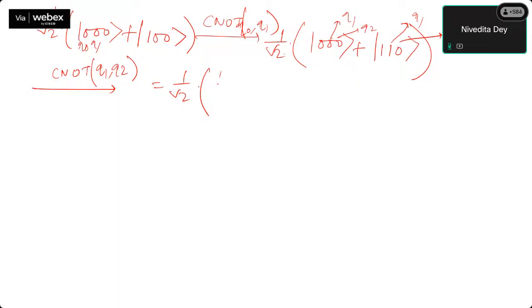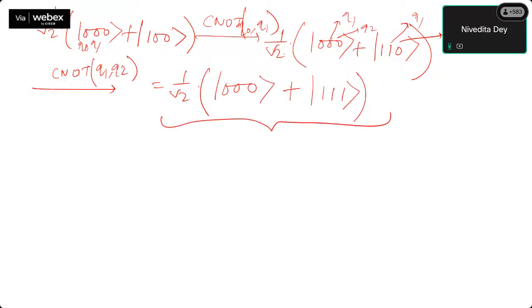So this thing will be as it is plus 111, because the control is 1, so the target will also become 1. So with these two operations, after the Hadamard, we actually have gone into the GHZ state. All these are entangled states that are used depending on the application.